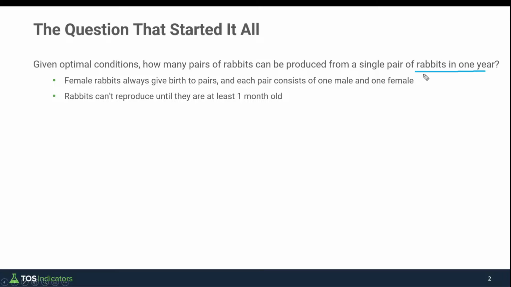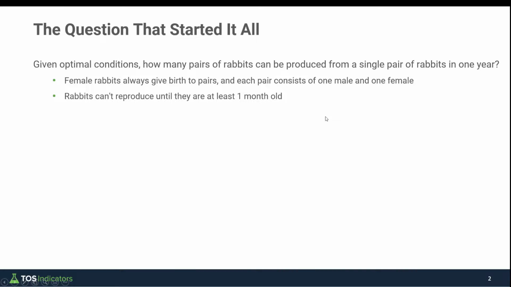There's a few different caveats or assumptions. One, you start with a pair of rabbits, one male, one female. Two, female rabbits always give birth to pairs. Three, each pair that it gives birth to consists of one male and one female. And that new pair of rabbits can start to reproduce only after they are at least 1 month old, but up until that point, they can't reproduce. So given these different caveat points, how many rabbits would you end up with at the end of each year?